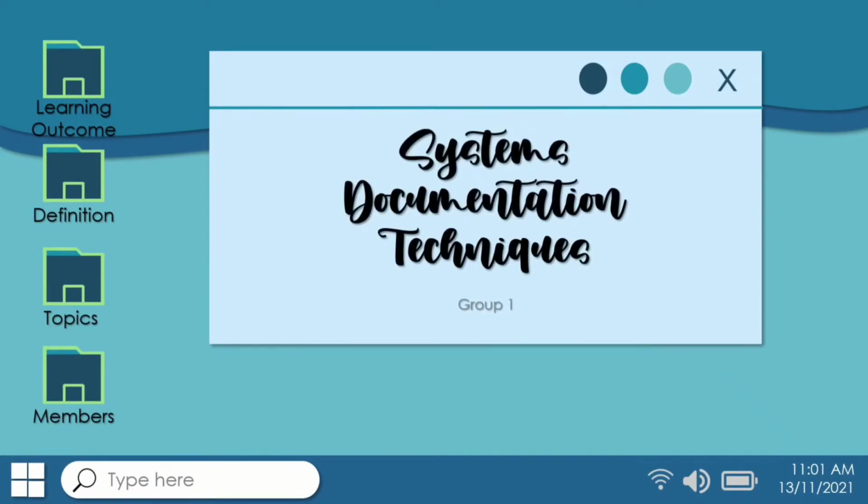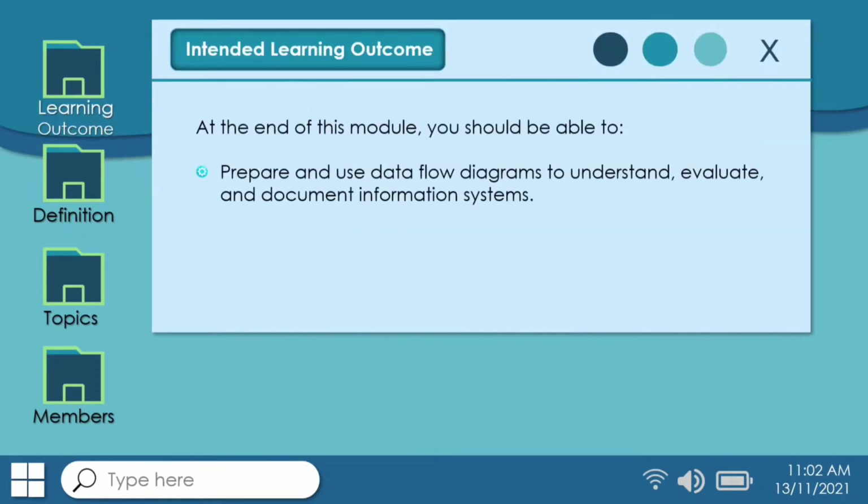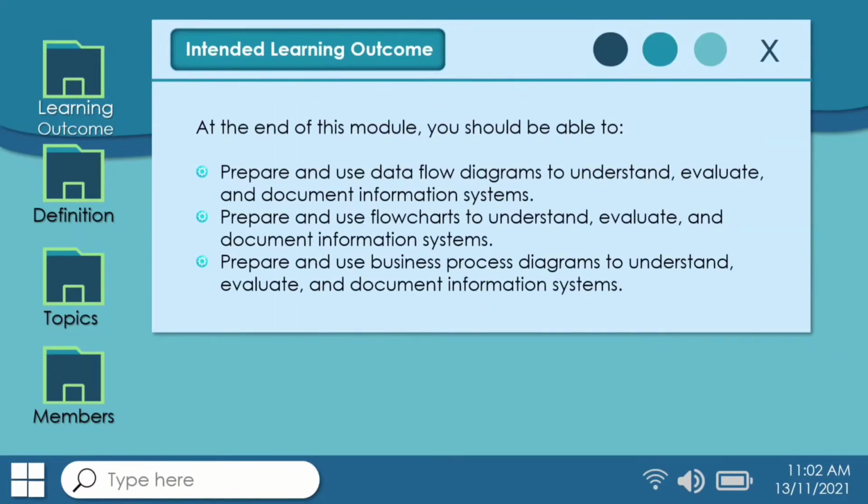Today, we will discuss the system's documentation techniques. Intended learning outcomes. At the end of this module, you should be able to prepare and use data flow diagrams to understand, evaluate, and document information systems. Prepare and use flowcharts to understand, evaluate, and document information systems. Lastly, is to prepare and use business process diagrams to understand, evaluate, and document information systems.